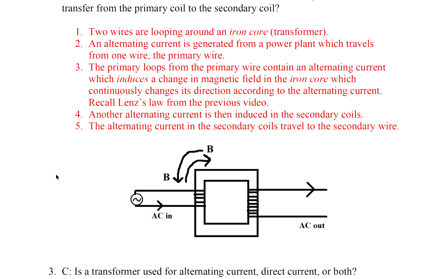So recall Lenz's law from the previous video. Another alternating current is then induced in the secondary coils, and finally the alternating current in the secondary coils travels to the secondary wire.